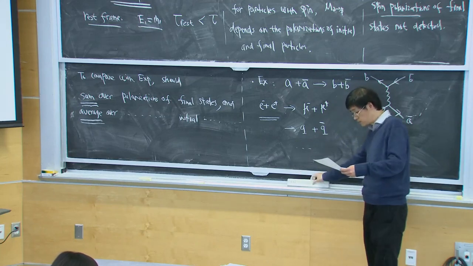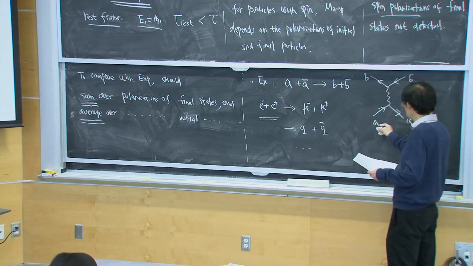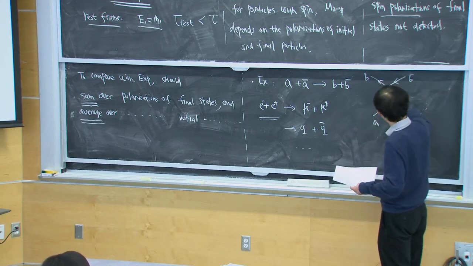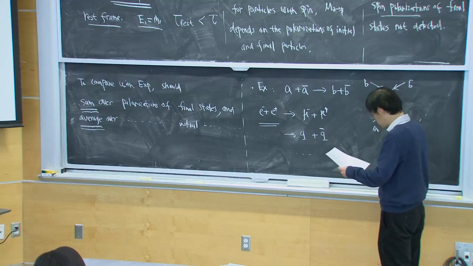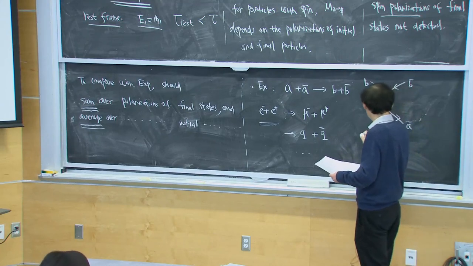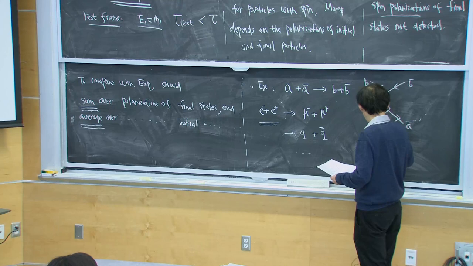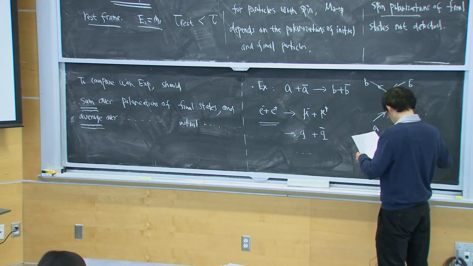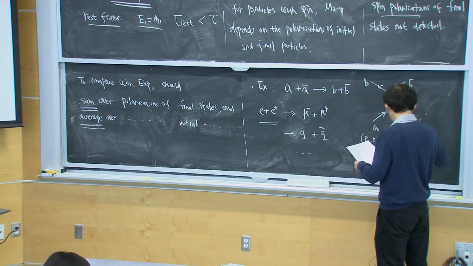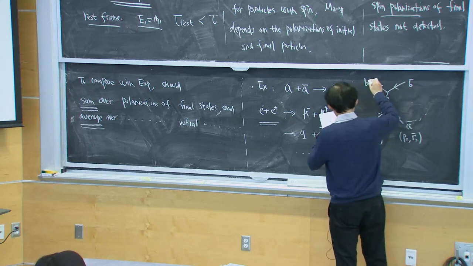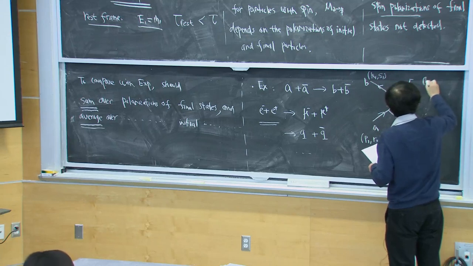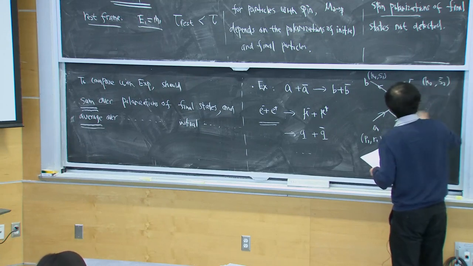In all these cases, both initial and final particles are fermions, so you need to specify their polarizations. This one is P1, R1. Here we have P2. Since this is an antiparticle, let's call it R2 bar. And B would be K1, S1, and this is K2, S2 bar, okay?